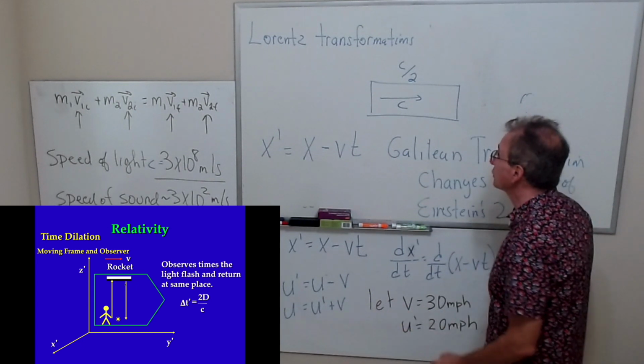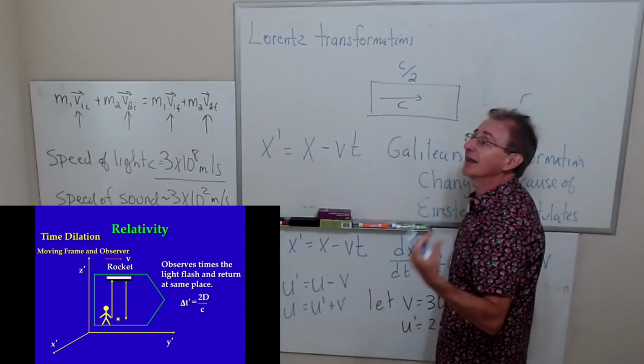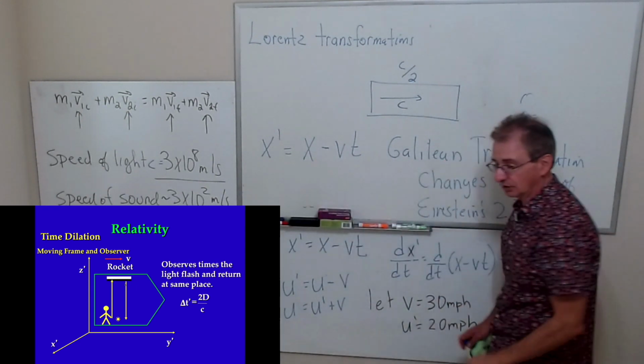But if you move slow enough, in the limiting case where the speed of the object is way less than the speed of light, then it still works okay. It's still a good approximation.